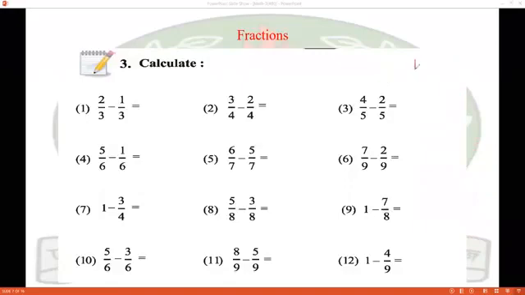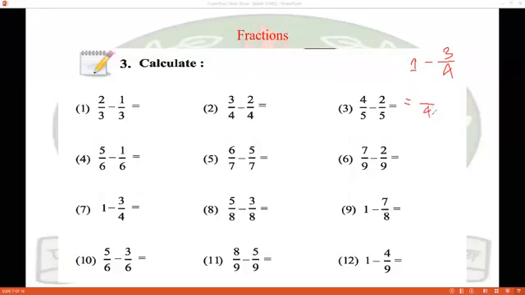Number 7. 1 minus 3 by 4. You know that 4 is the denominator of the other fraction, so you have to write 1 as a fraction. Its denominator will be 4, so we can write it with denominator 4.